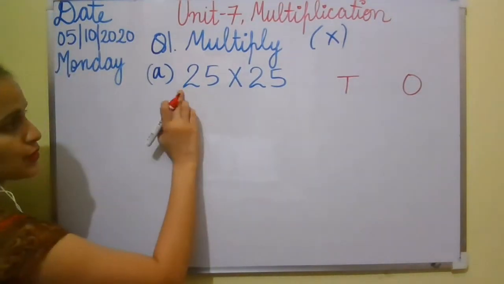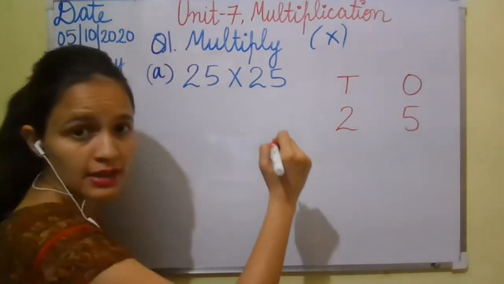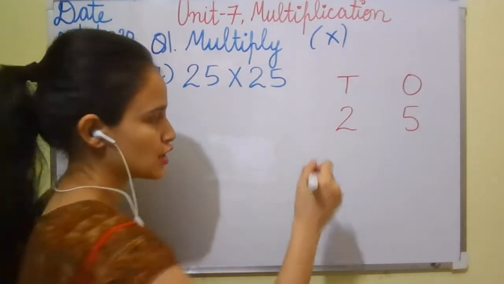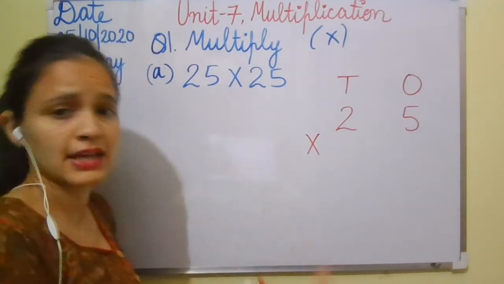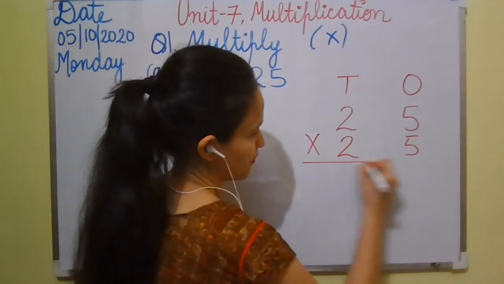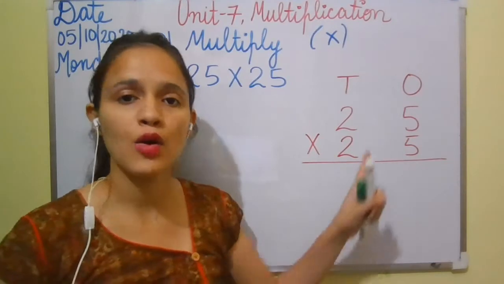Now this 25 will come first. Then we are going to put the symbol for multiplication, and that is cross. And then the second number is again 25, so we are going to write it again. Perfect. Now we are going to start solving from ones.